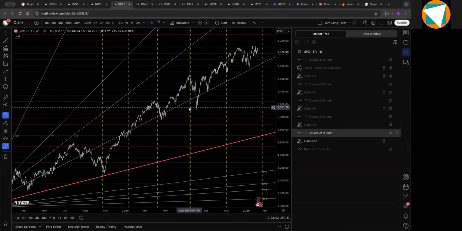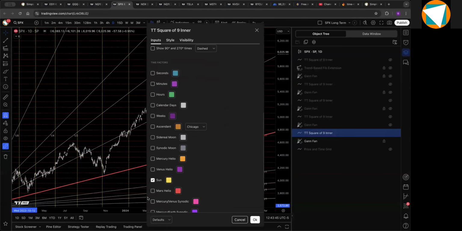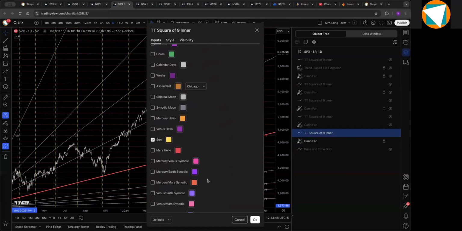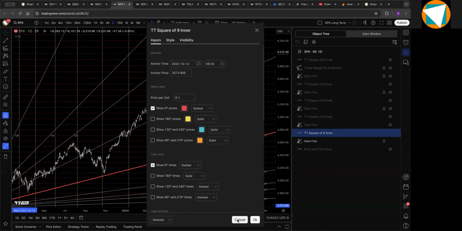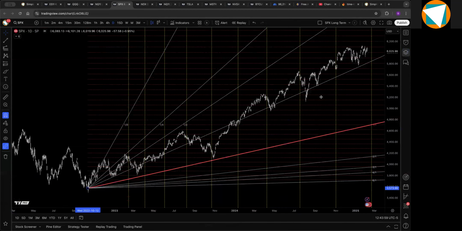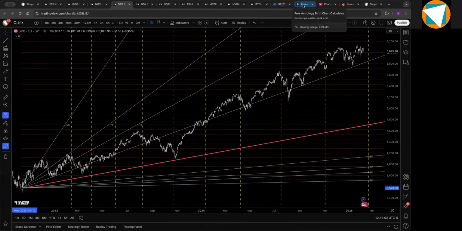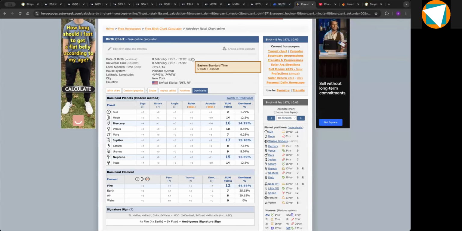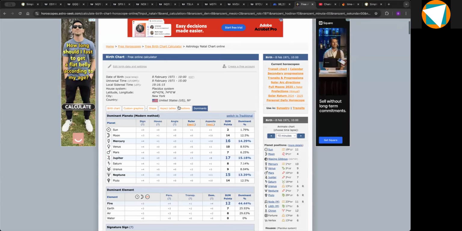As far as now, one of the things you'll notice that I did is I used the sun as the time factor in all of these. Okay. And I'll show you a quick way to identify some other potential planets that could be influencing price. And I'm making use of AstroSeek here. There's an interesting tab here called dominance, and I think I shared this last week as well. And if you put in the date of birth or the natal date of your stock or index, it will calculate the dominant planets at that moment.